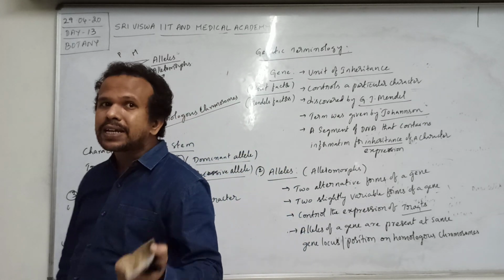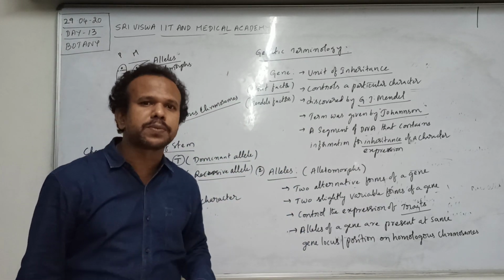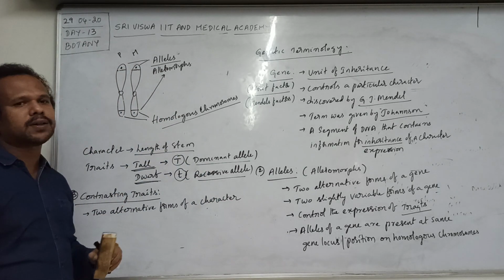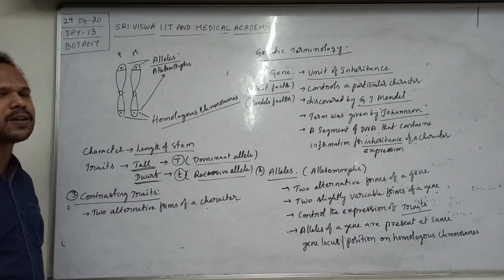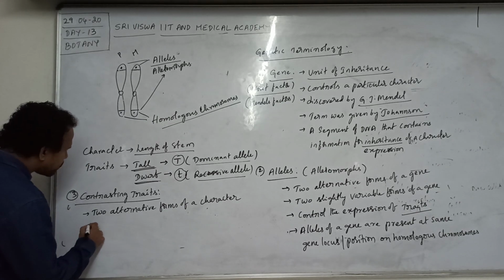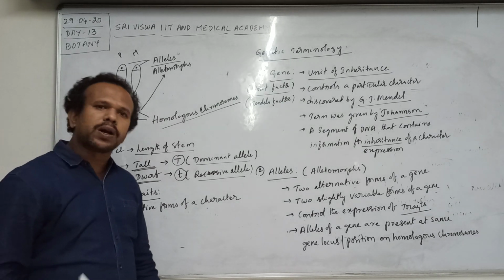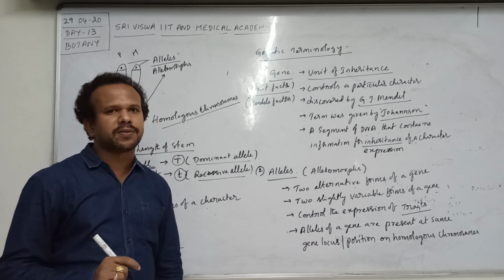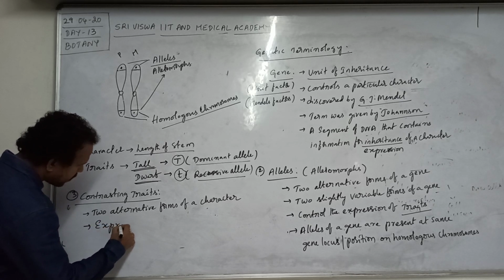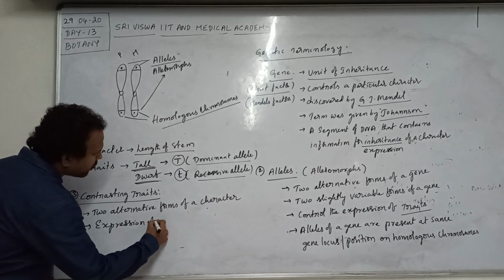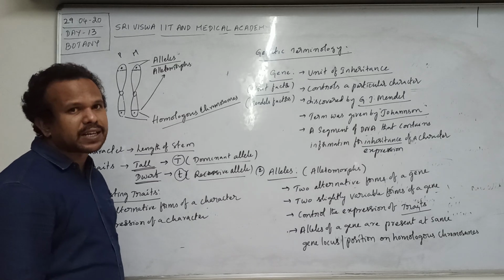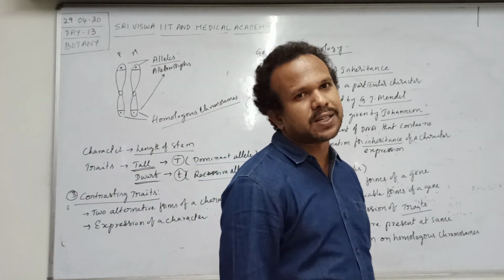So generally here each character is having two alternative forms. Such two alternative forms of a character are called contrasting traits or contrasting characters. Generally in each pair of contrasting traits, one is dominant and another one is recessive. Generally these contrasting traits are also said to be expression of a character. Expression of a character also represents a trait.